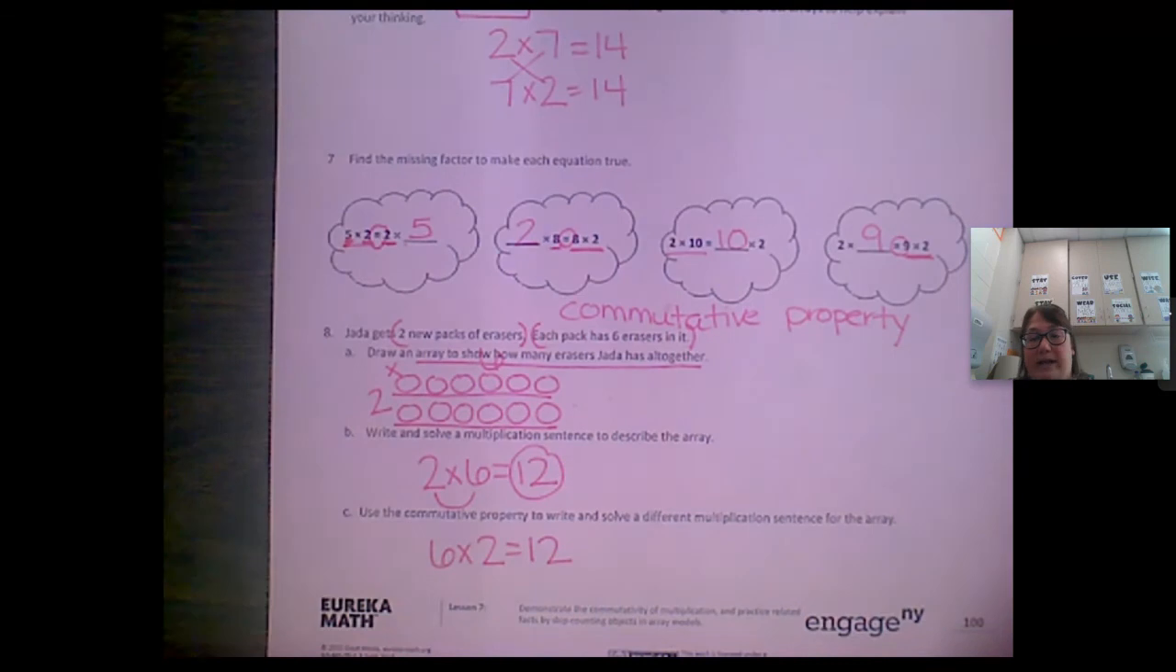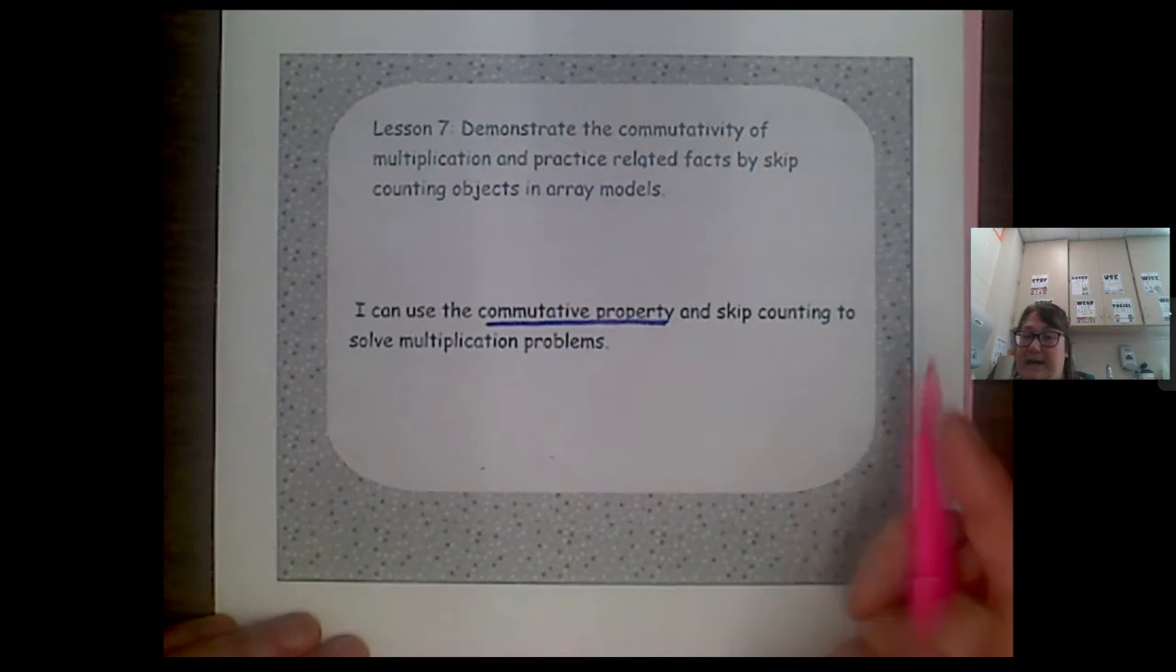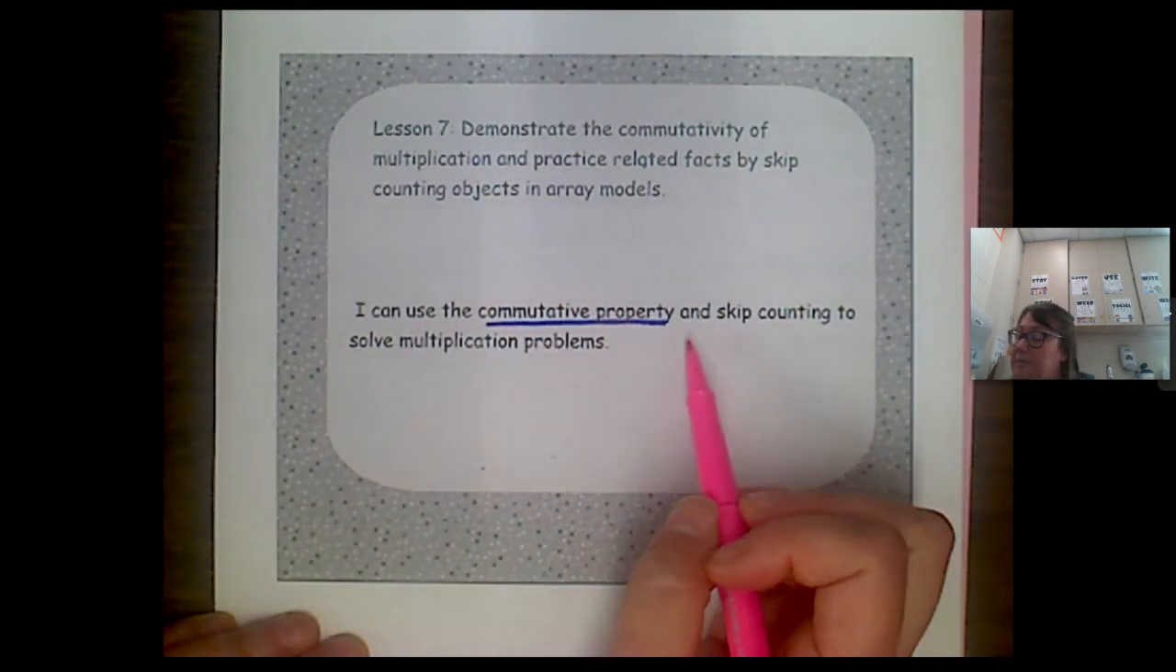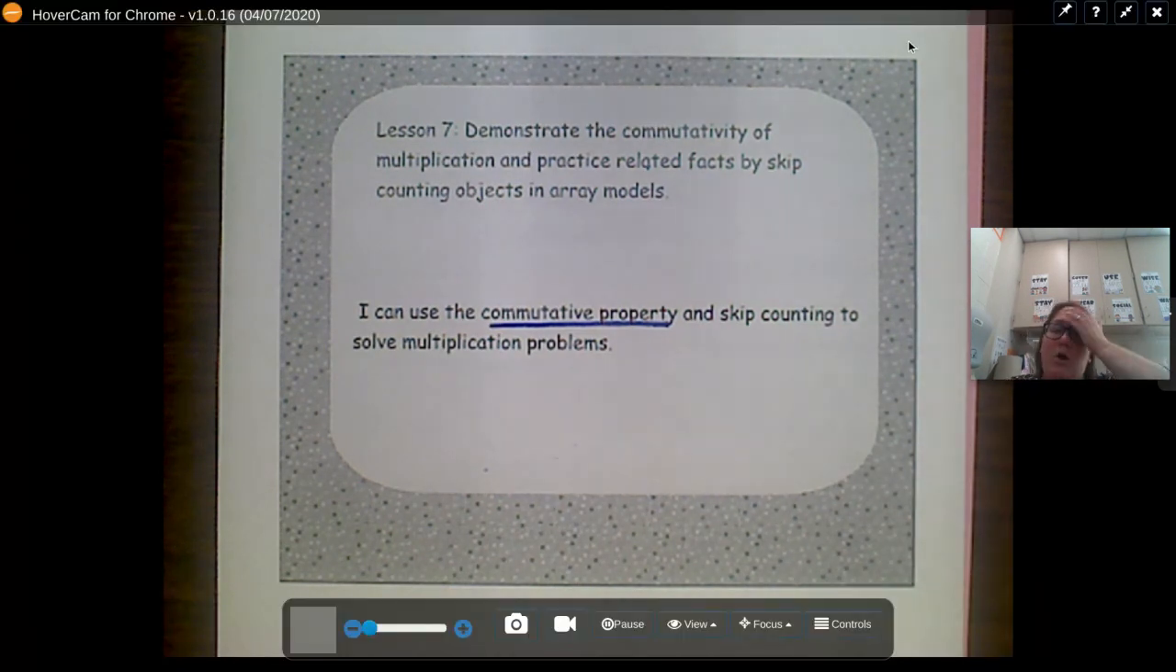What do we think? So if we look back at our I can statement for today, I can use the commutative property and skip counting to solve multiplication problems. Are we feeling pretty good about that commutative property now? I hope so. So again, we're just taking those 2 numbers and flip-flopping them, knowing that our answer is the same. So super work today, boys and girls. I'm very proud of you, and keep up the great math work.